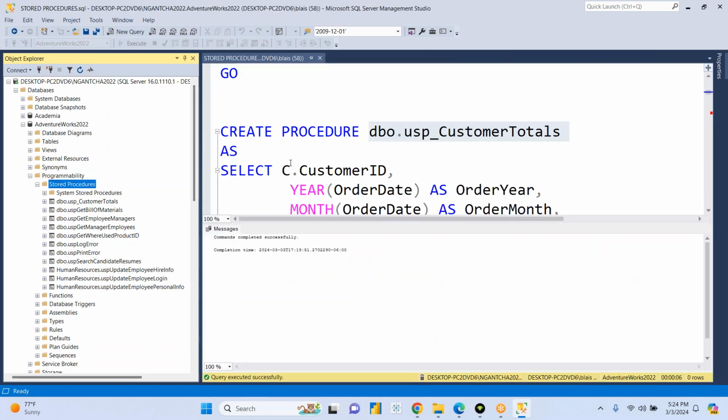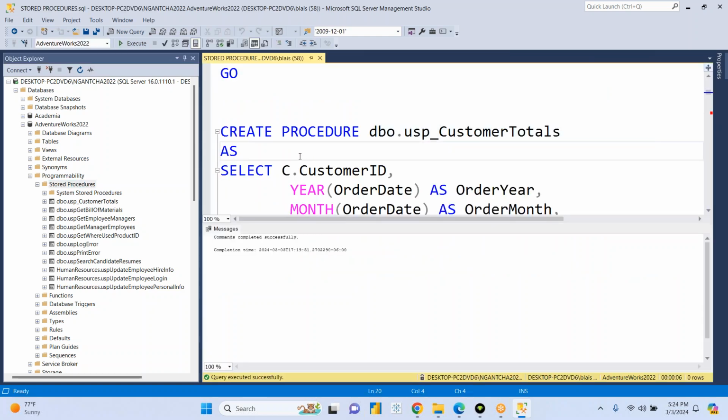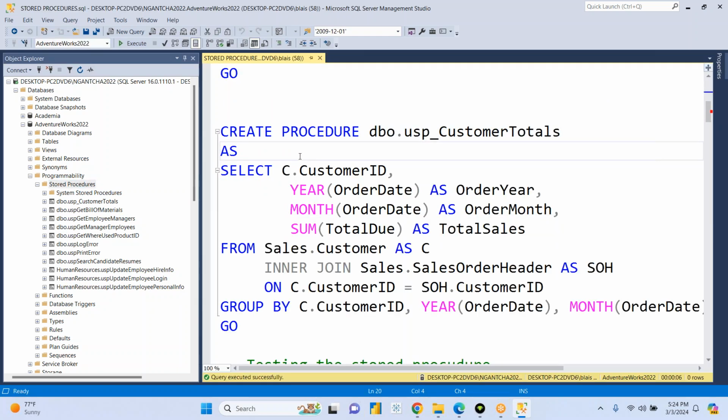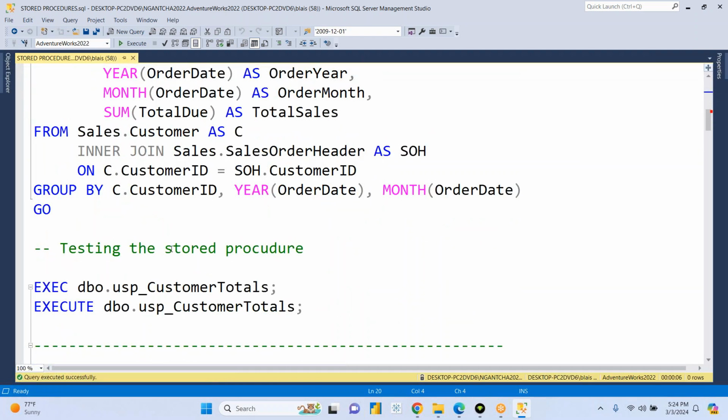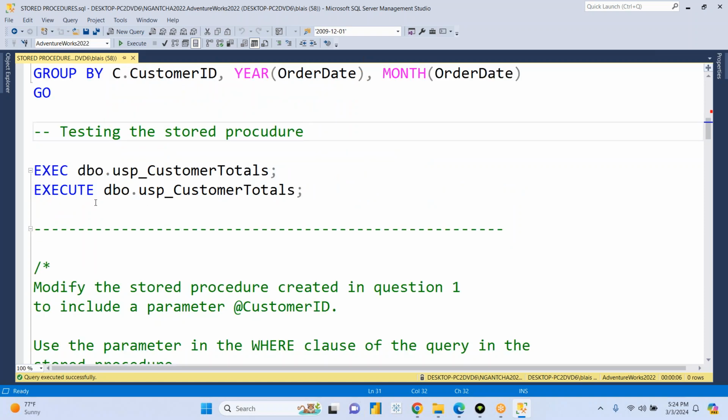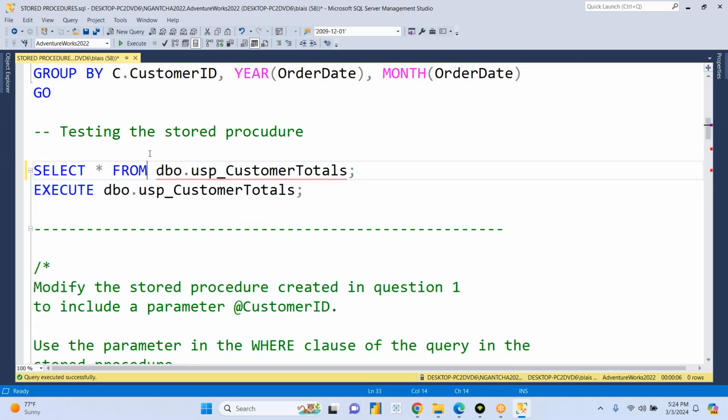So this is similar to what we did yesterday. Here comes one of the differences between a view and a stored procedure. How do you test the stored procedure? You can explore a view, you can do a select star from a view. If you do a select star from a stored procedure, that's not possible. You have to understand there's a huge difference.